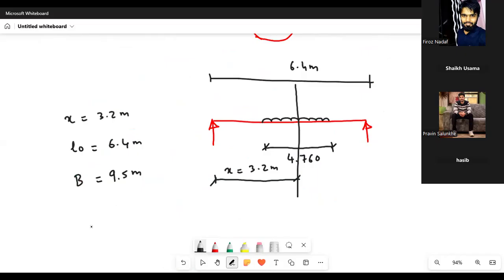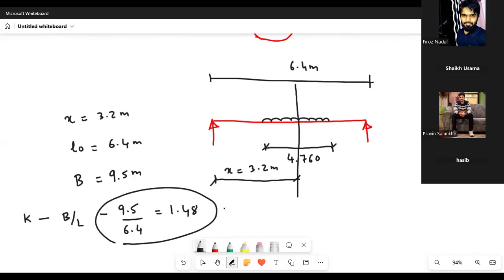Okay. Now K value, I told you, K value depends on B by L value. L, what is L? L is effective span. So B is 9.5 divided by L. L is effective span, that is 6.4 meter. So you are getting it as 1.48. So from the table given in 112, I will open the 112.